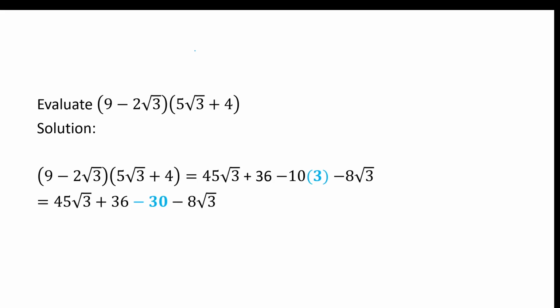And now all we're going to do is collect like terms. We've got 45 root 3 minus 8 root 3. That's going to be 37 root 3. In the collecting like terms phase, we don't change anything inside the radical. And then we have plus 36 minus 30, and that's going to be plus 6. Okay, and we show it there with the highlights.